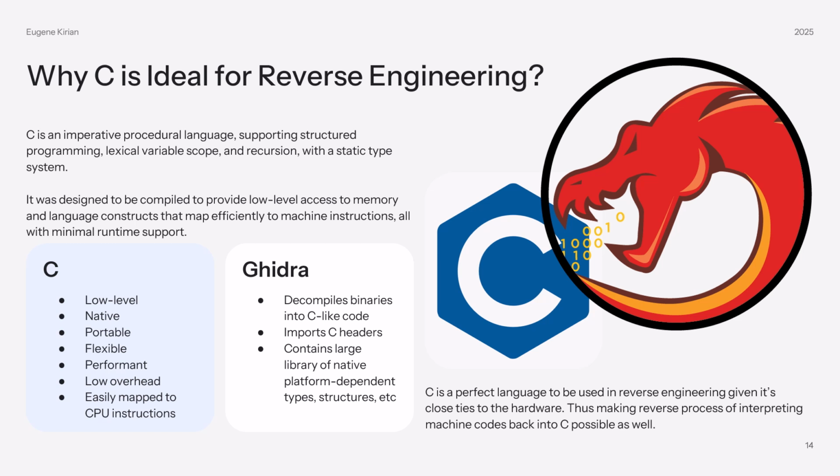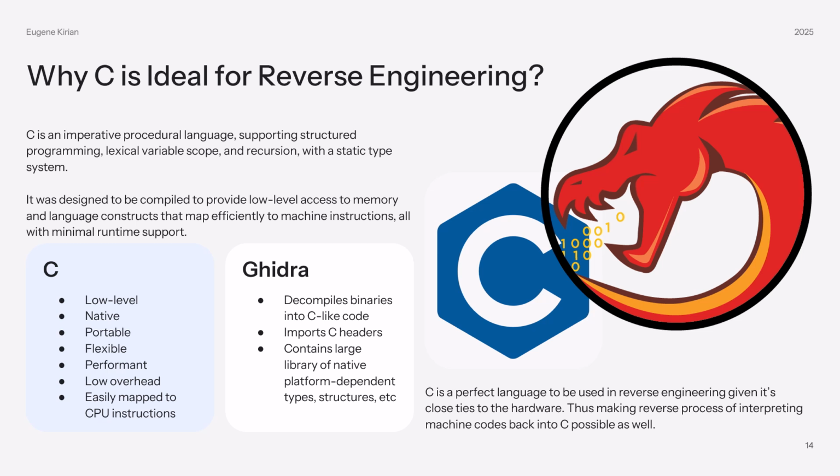Additionally, C's close ties to hardware make the reverse process of interpreting machine code back into C possible. Tools like Ghidra take advantage of C's characteristics, decompiling binaries into C-like code, importing C headers, and containing a large library of native platform-dependent types and structures. This makes C a fundamental language in reverse engineering, allowing engineers to analyze and understand binary code in a more human-readable form.